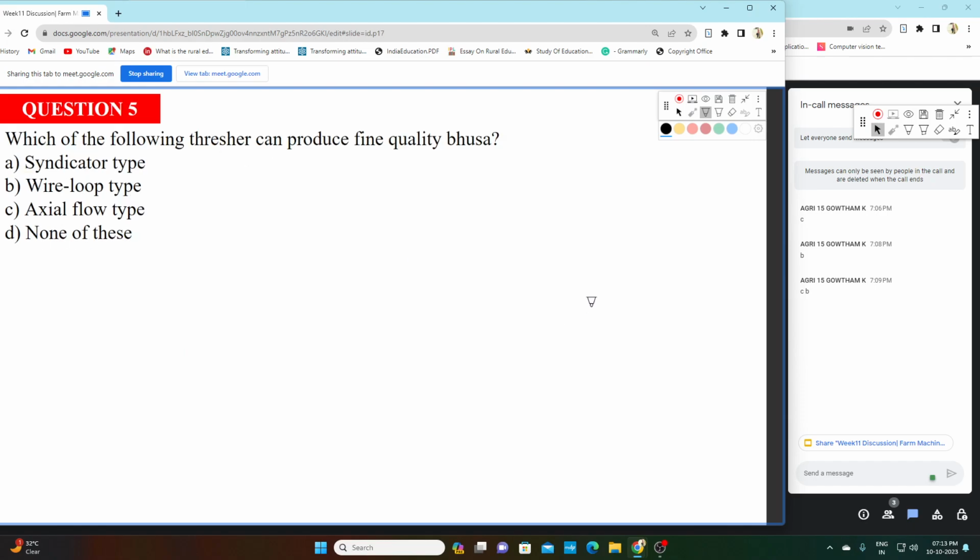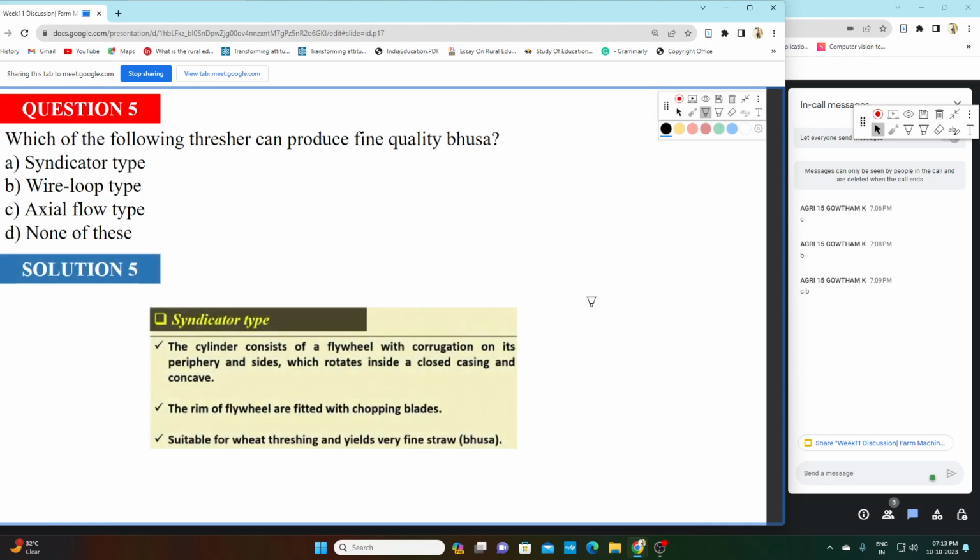Now we move on to the next question, question number 5. Which of the following threshers can produce fine quality bhusa? Option A is syndicated type, option B wire loop type, option C axial flow type, and option D none of these. So any guesses for this? Okay, so no problem. Syndicated type is your correct answer.